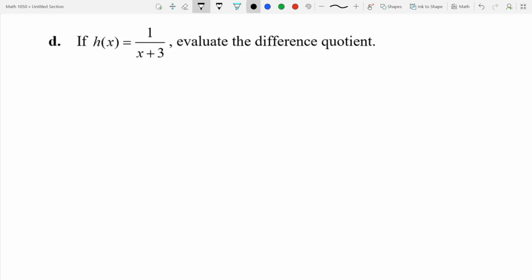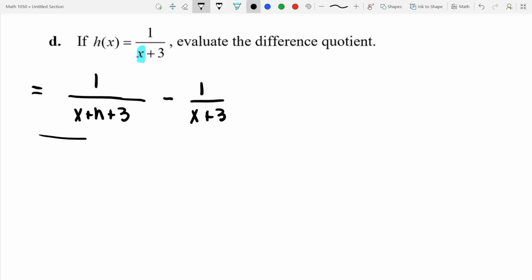Okay, I'm going to do one more, hopefully. Put in an x plus h right here. So it's 1 over x plus h plus 3. All I did is scribble out that x and replace it with x plus h. Then it's minus the original, and then it's all over h, like that.